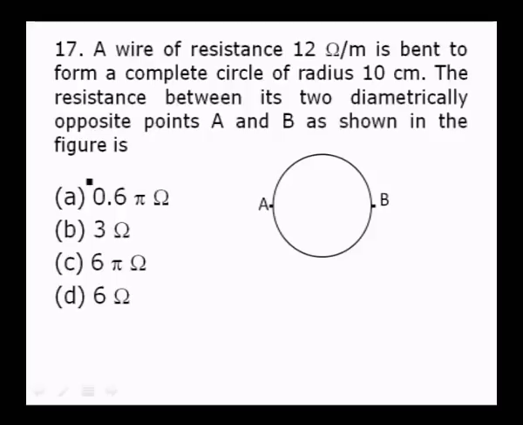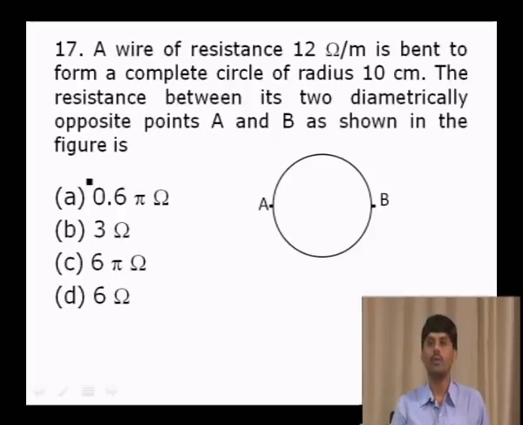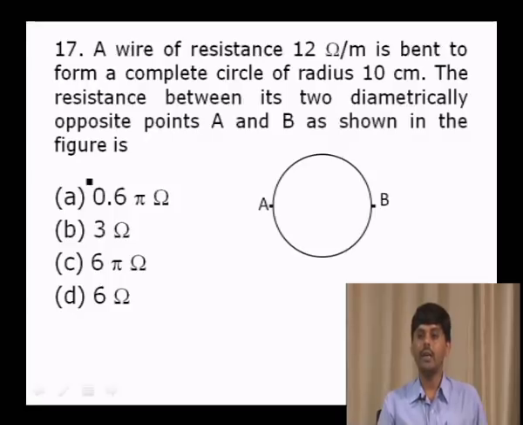Question number 17. A wire of resistance 12 ohm per meter. They were not given the entire resistance of the wire. They were given resistance per unit length. That is, a wire of resistance 12 ohm per meter is bent in the form of a complete circle of radius 10 centimeter. The resistance between its two diametrically opposite points A and B shown in the figure is: A, 0.65 ohm, B, 3 ohm, C, 6.5 ohm and D, 6 ohm.